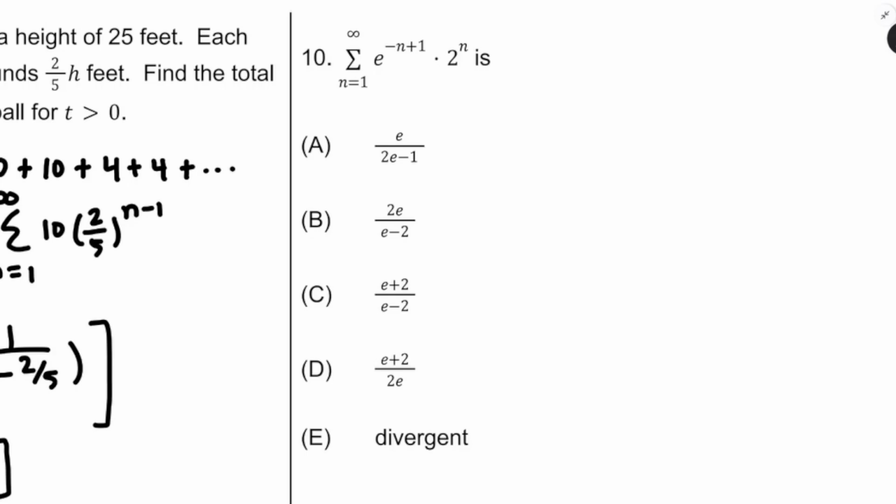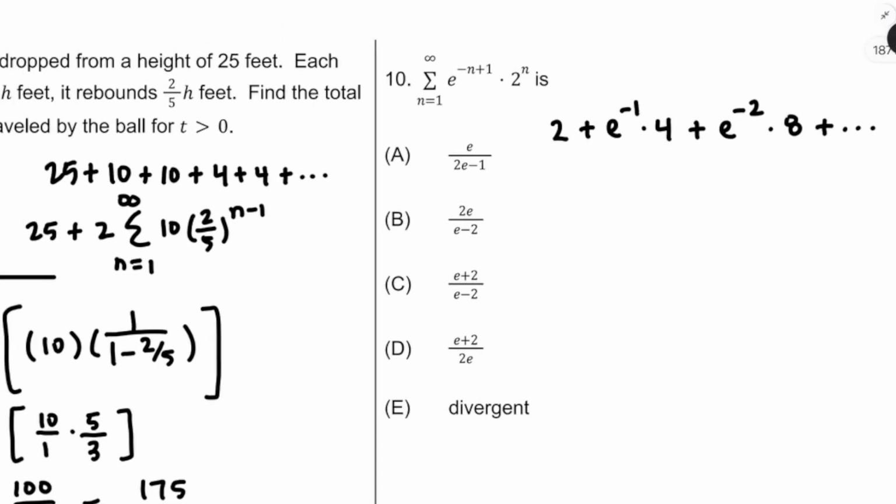All right, so n equals 1, e to the negative 1 plus 1 is e to the 0. It's 1 times 2 plus, when n equals 2, I've got negative 2 plus 1 is e to the negative 1 times 2 to the second is 4 plus e to the, when n is 3, negative 2 times 8, and so on. And thinking about what I'm multiplying by each time to get from one term to the next, it looks like I'm multiplying by an e to the negative 1 and by a 2.